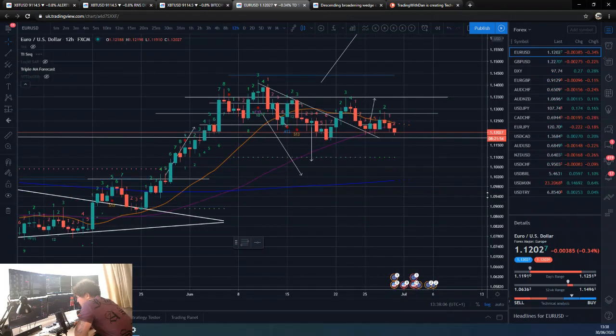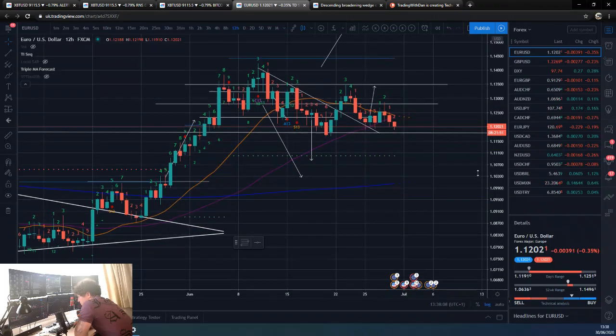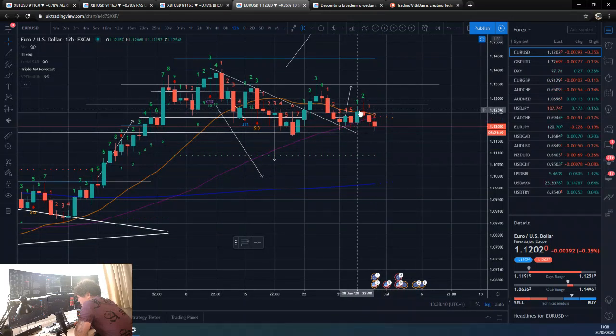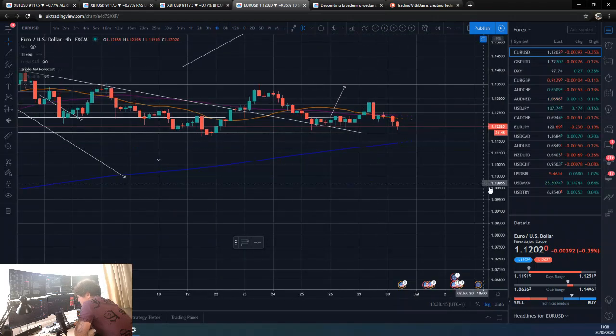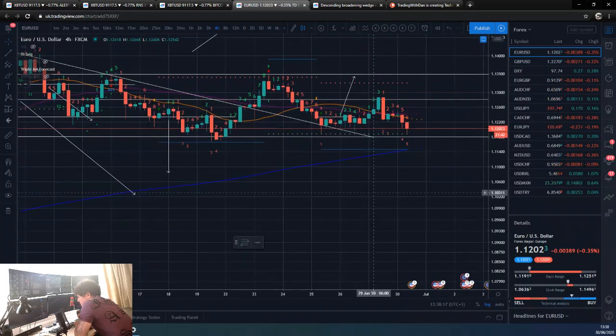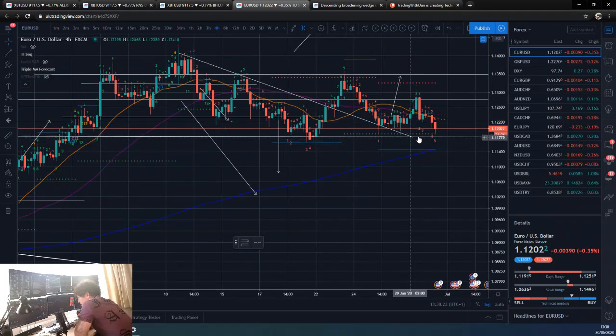You can see the 12 hour, you kind of see the rejection more clearly of this line, wick up to it and then back down again. And then on the 4 hour, here we go, not much TD wise, but you can see more clearly, if we take out this low here, I'd expect to see more downside.